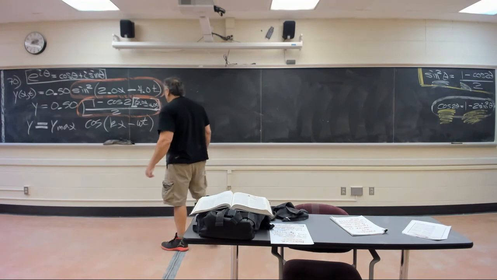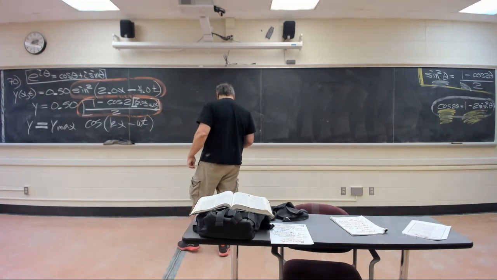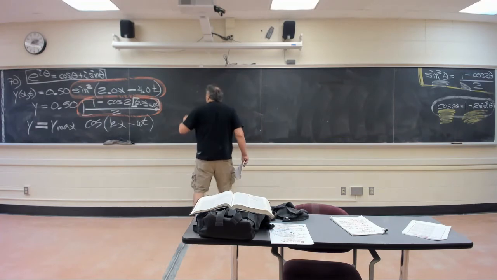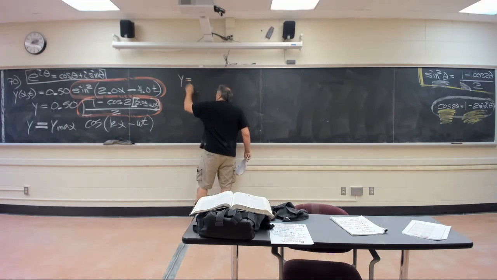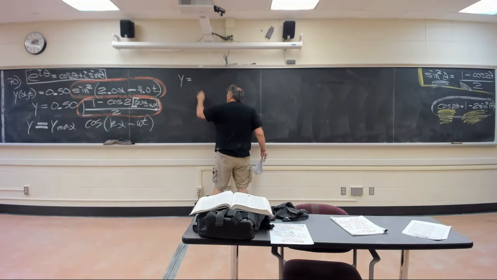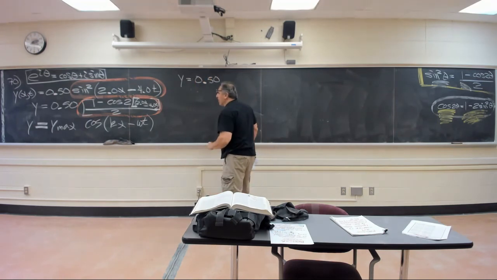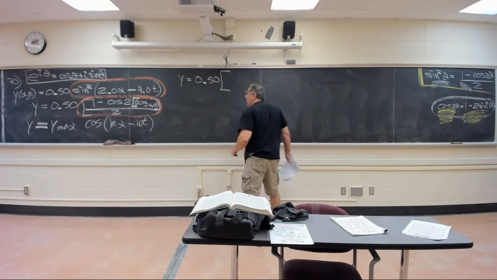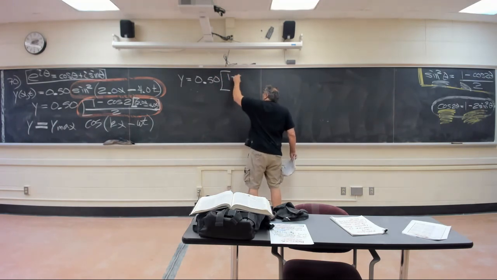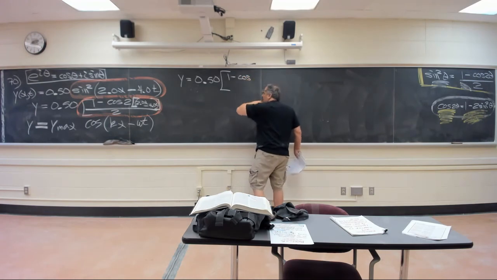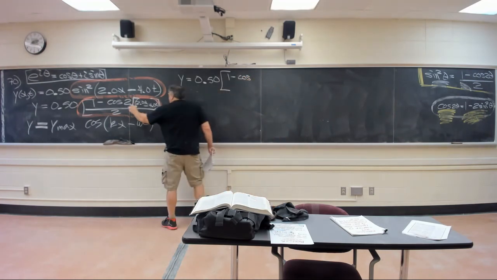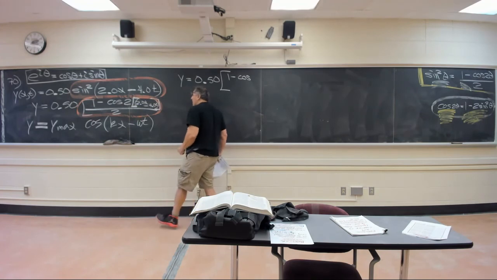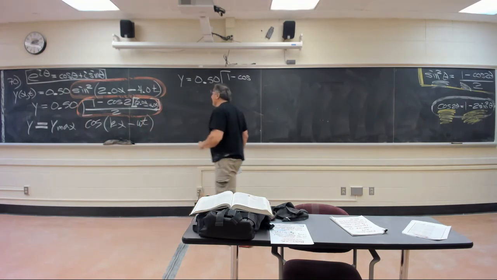There it is. That's the look you want to get on this. What is going on here? Well, it's going to be y equals 0.50. 2 times this is 4. 2 times this is 8. Deal with it.